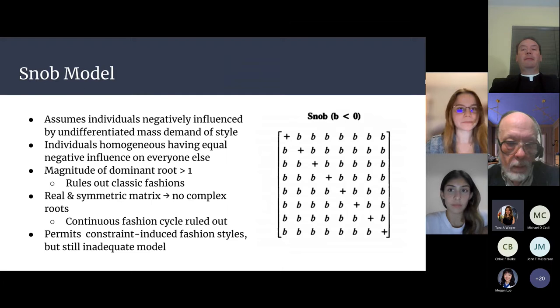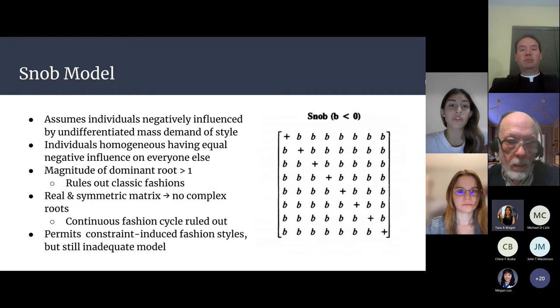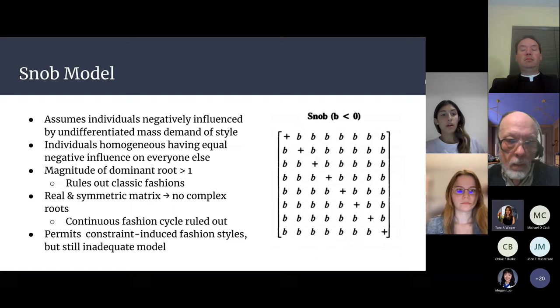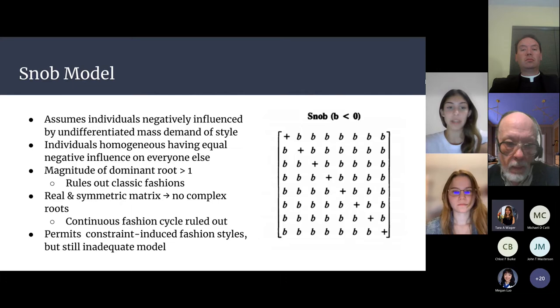All right, and then we have the snob model. So this one assumes that individuals are negatively influenced by the undifferentiated mass demand of a style. So there's equal negative influence on everyone else. So in this one, the magnitude of the dominant root is greater than one, so that rules out classic fashions. It is a real and symmetric matrix. If you see, it's symmetric along the main diagonal. So that means there are no complex roots. So that also rules out the continuous fashion cycle. It permits constraint-induced fashion styles, but still it is an inadequate model.